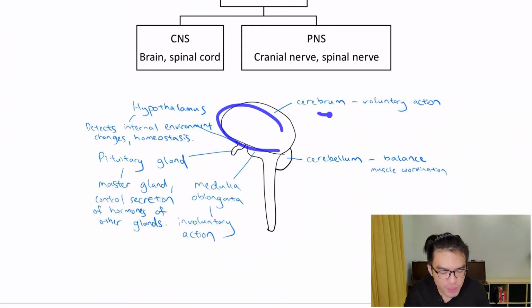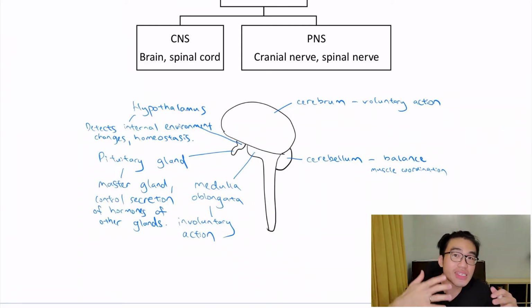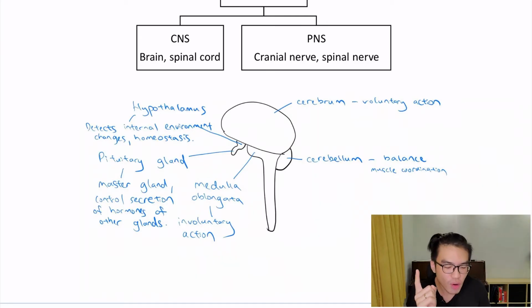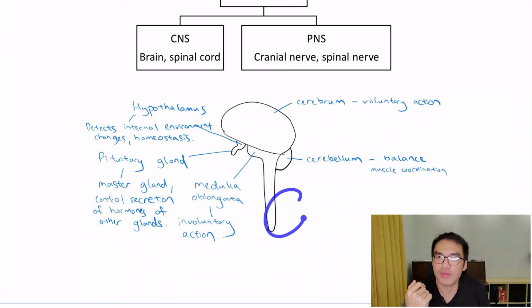You have your cerebrum, which does voluntary action, things that you can control. And then cerebellum, a lot of students will make this mistake. They think, oh, cerebrum is voluntary action, that means cerebellum must be involuntary. No, this is for balance and muscle coordination. So who does involuntary? That would be your medulla oblongata and your spinal cord.